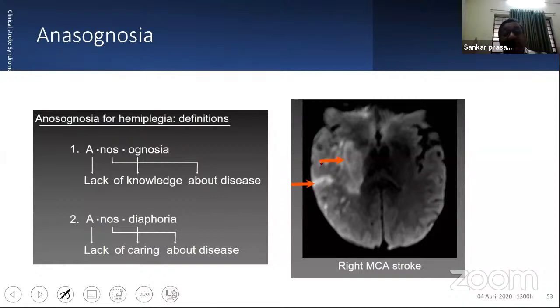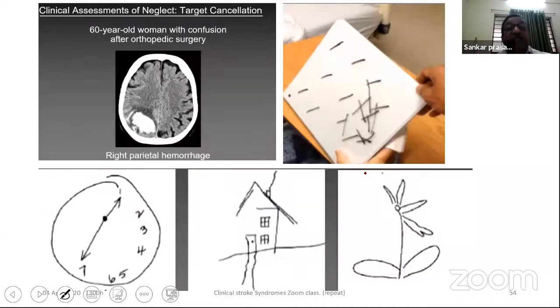And if you are having a problem, then we call it anosognosia for hemiplegia. Anosognosia means lack of knowledge about the disease. Anosodiaphoria means lack of caring about the disease. In right MCA strokes, you usually come across this type of situation because of the mechanism I have described earlier. And this right parietal hematoma, a hemorrhage, is giving rise to a problem of neglect.